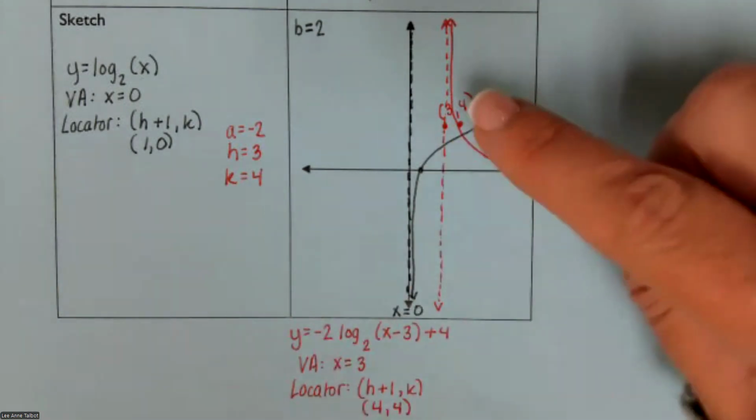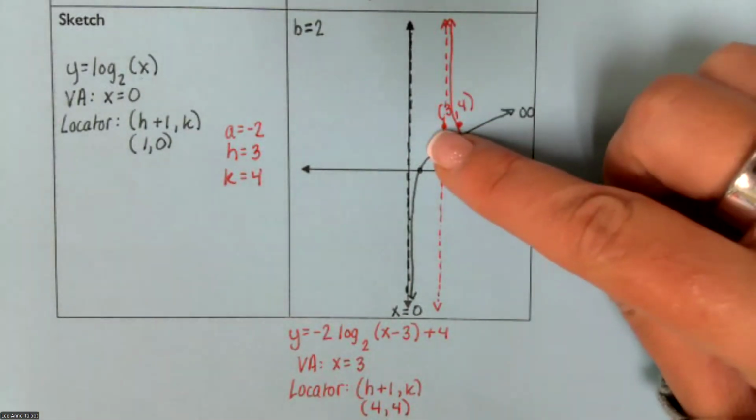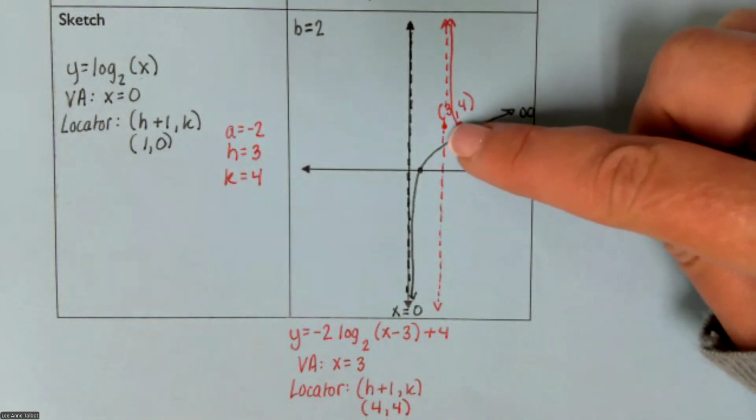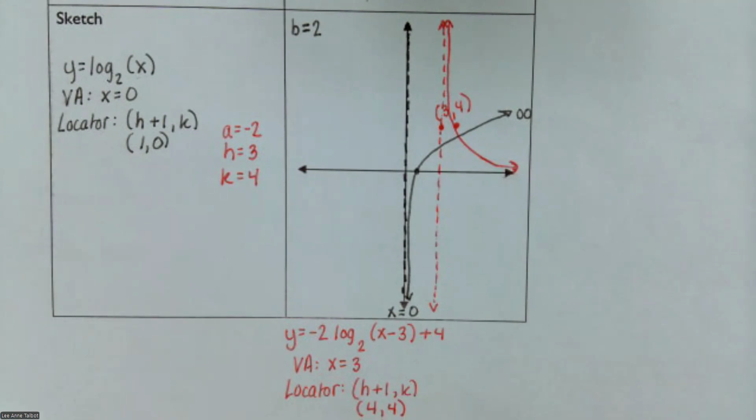It's going through 4, 4. It's going through this point that's one dot away. So I came along the asymptote and then I went through 4, 4 and then curved off. I don't know, and I don't really care. I just know that it hits that and then curves off somewhere.